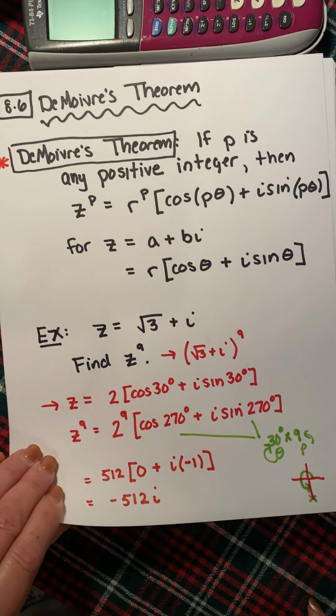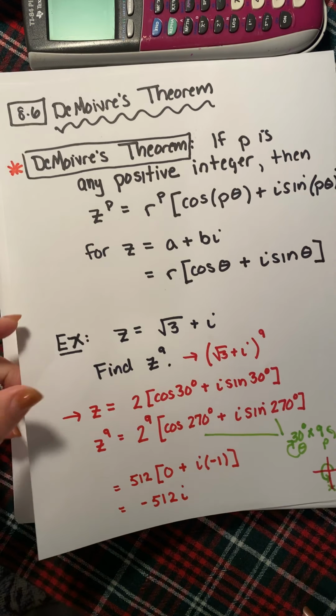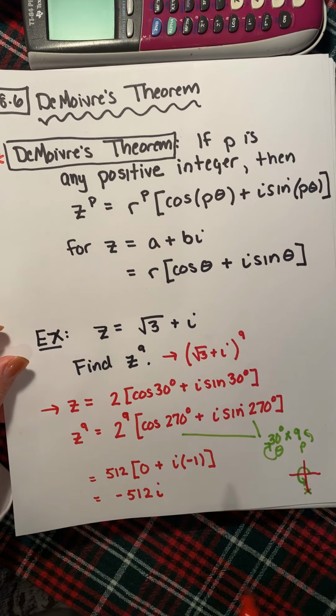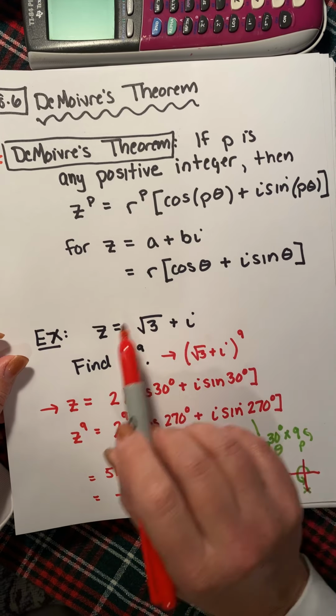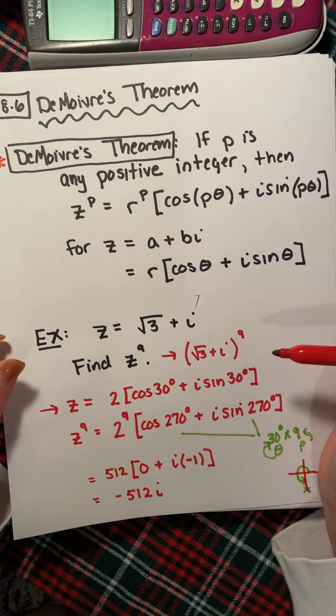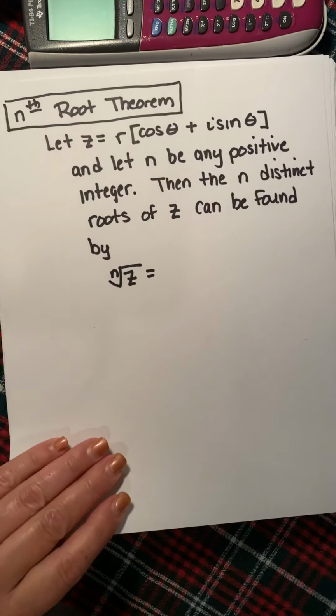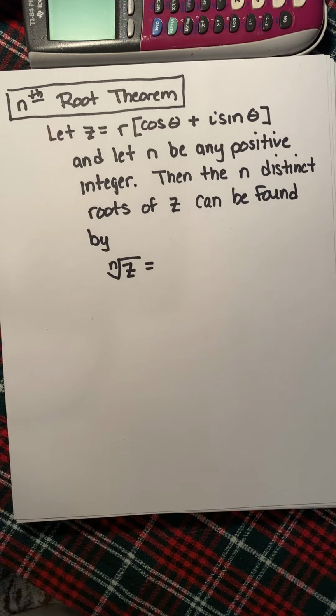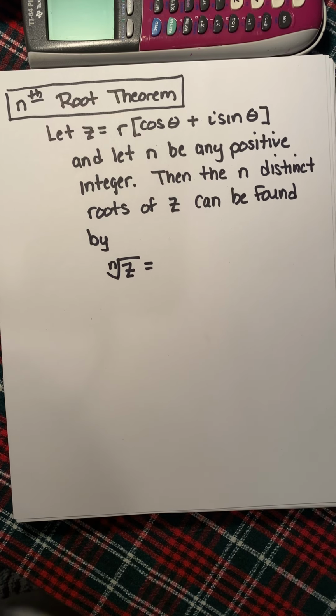An extension on De Moivre's theorem is called the nth root theorem. Suppose I wanted to take the square root of a complex number or the cube root of a complex number. I wanted to square root this whole thing. Well, we have a template for that too. The proof of this, I believe, is in your book. If not, you can Google it. If it's something that you want to talk about, I would be happy to talk about it.